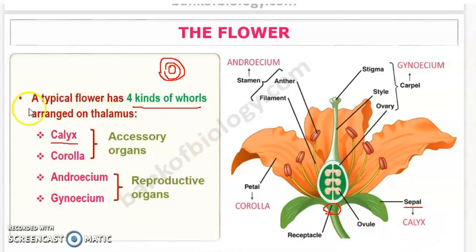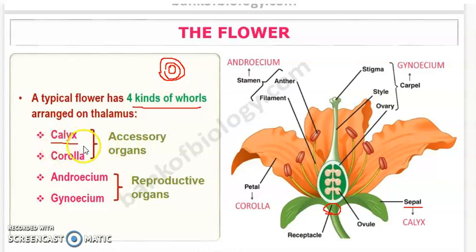I told you that a typical flower has 4 kinds of whorls, right? In our first whorl we find the sepals. One single part of it is called a sepal, and all the sepals together are called the calyx.